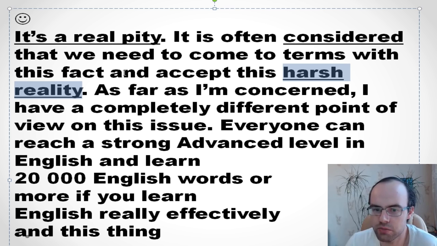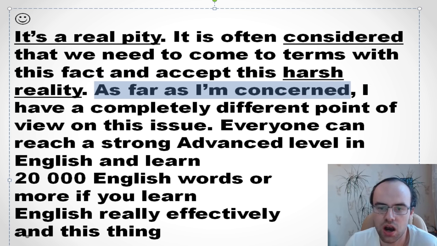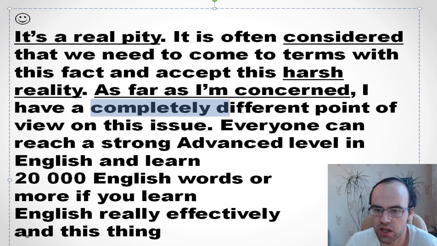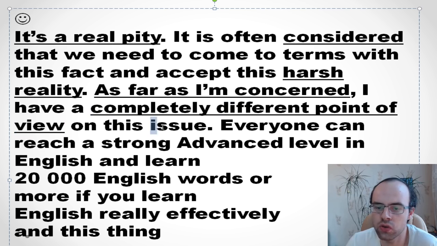And as far as I'm concerned, or as for me, I have a completely different point of view on this issue. It means that I have a different idea. I have a very, very different idea, so I think differently on this issue, on this matter, on this subject, okay? So I really believe everyone can reach a strong advanced level in English. Everyone, absolutely everyone, and learn 20,000 English words or more. If you learn English really effectively, it's possible.